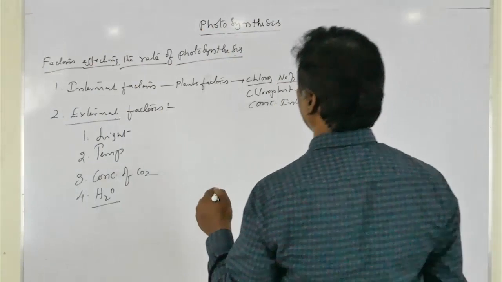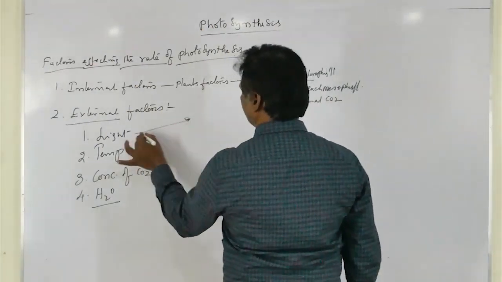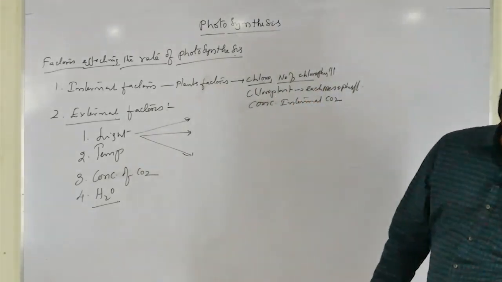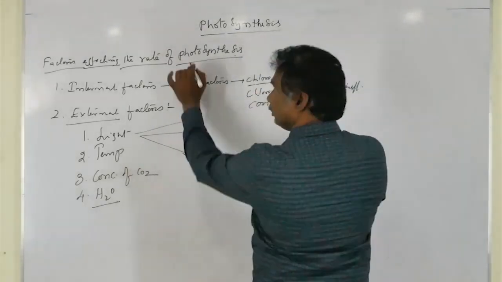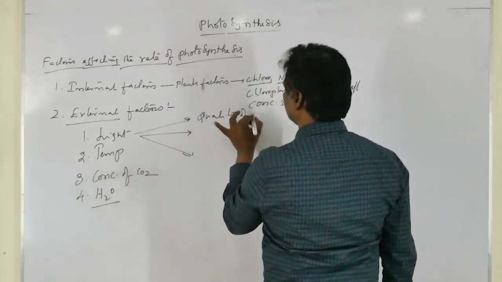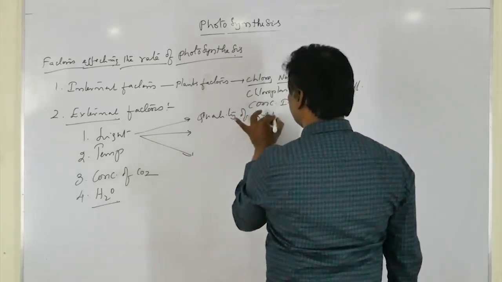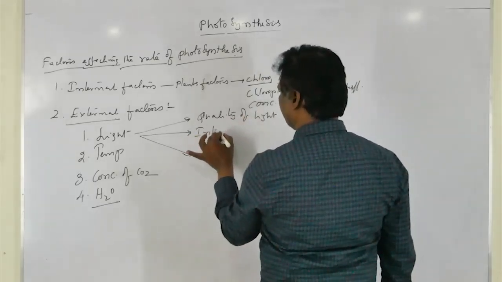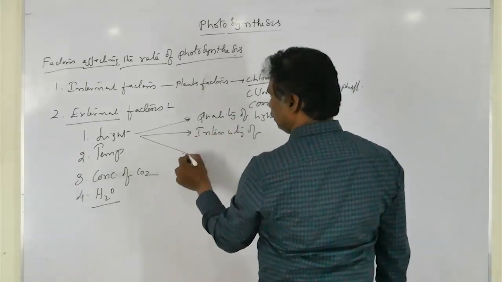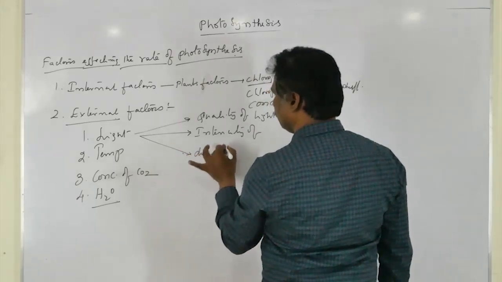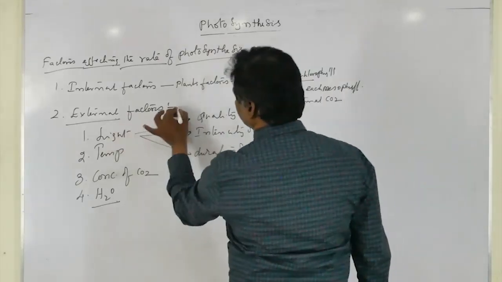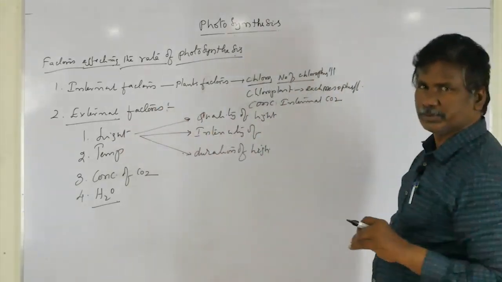First one, light. Light can influence the rate of photosynthesis in three ways: quality of light, intensity of light, and duration of light. Before going to the external factors, there is one important 2-mark question.